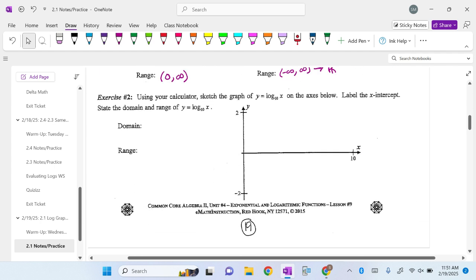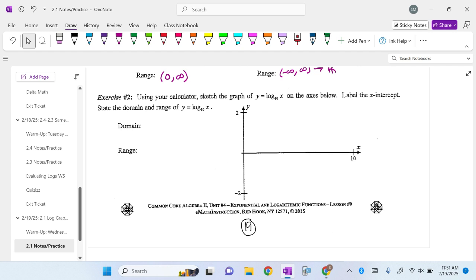All right, let's look at example 2. So we're going to use our calculator and we're going to figure out what y equals log base 10 of x is and what the domain and range of the graph is. Now, I'm not really going to sketch it. We'll just do it in Desmos.